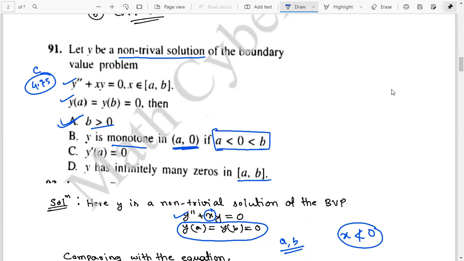For the presence of these conditions, we are saying that in this interval p(x) will be negative, and for that the solution y will be monotone, right? So option B will be again correct.